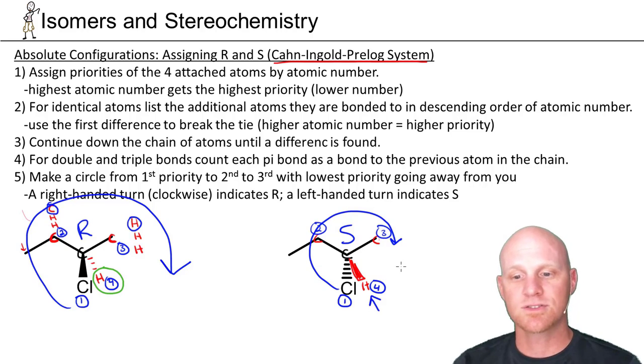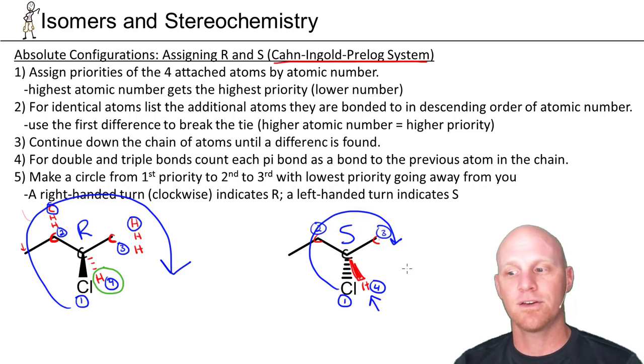So this is kind of the rule here. If your lowest priority group is going away from you, right-handed turn for R, left-handed turn for S. If your lowest priority group is in the wedged position, coming out of the plane of your screen or your paper, then right-handed turn is S and left-handed turn is R. It's exactly the opposite of the standard designation.